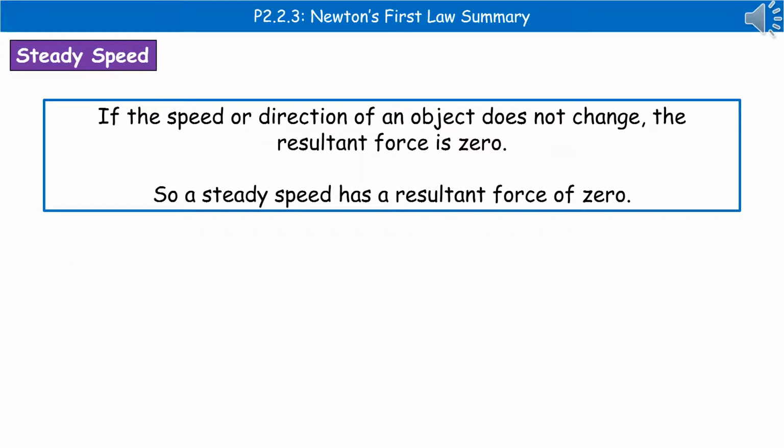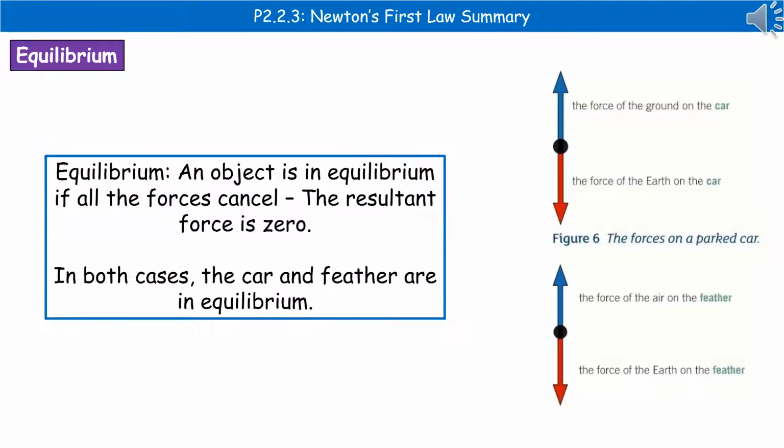If we've got an object that's moving at a steady speed, it's got a resultant force of 0 because the speed and the direction isn't changing. The last thing we need to consider is this term equilibrium. When we're talking about equilibrium, we're talking about where the resultant force is 0. So the forces have cancelled each other out. That means that the object is either going to keep moving at the steady speed or it's going to remain stationary if it was already stationary.